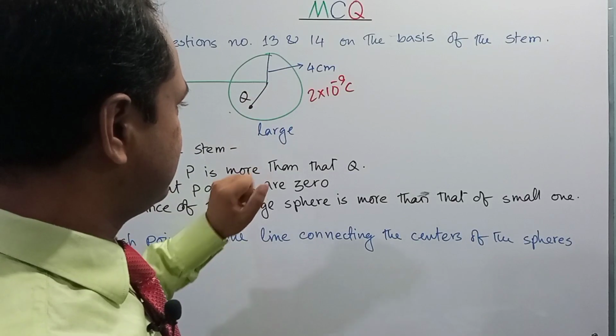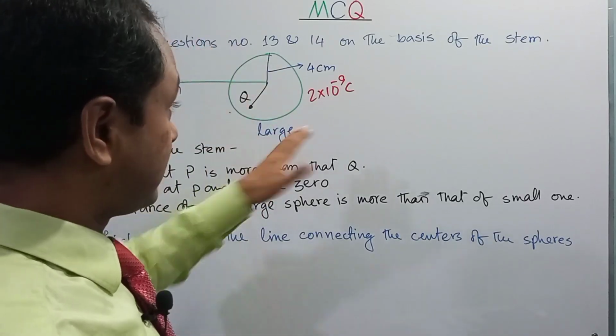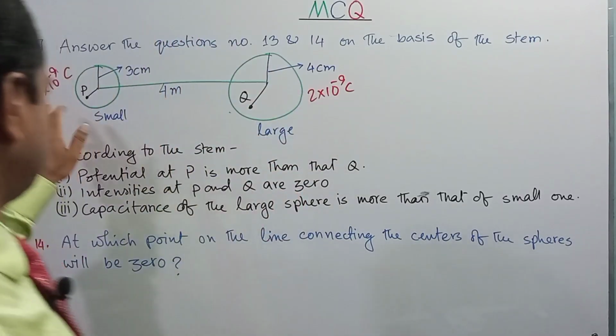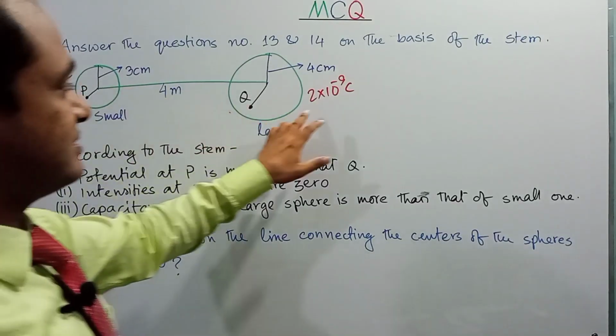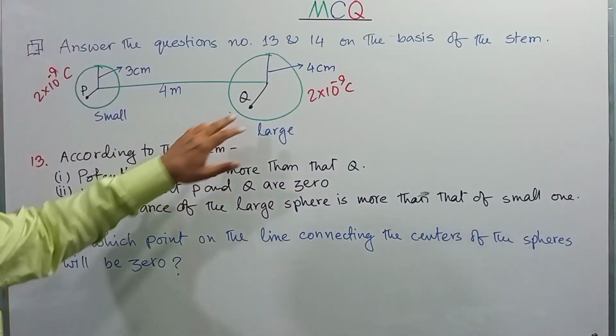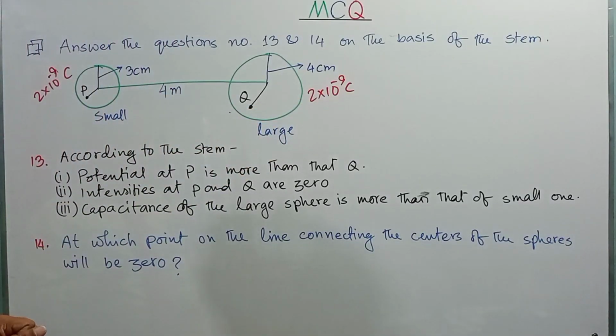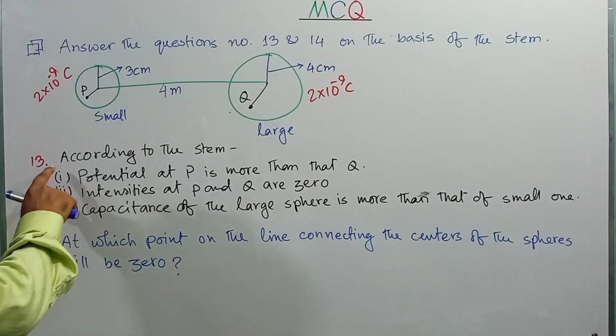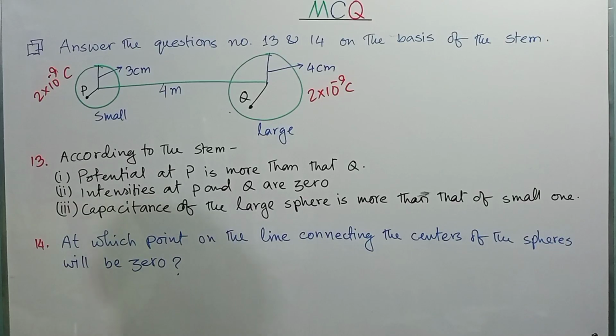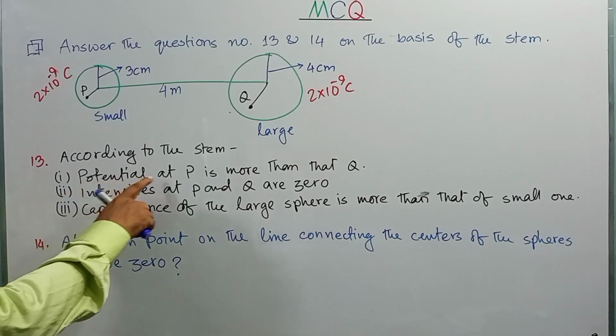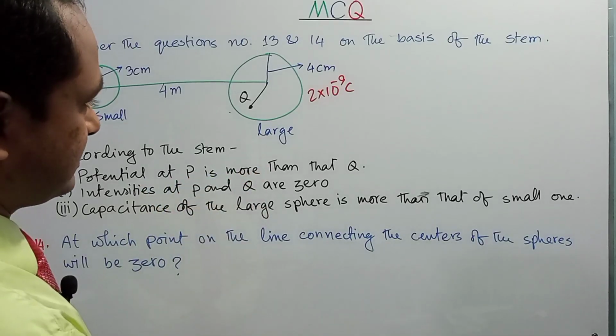So obviously this is a large sphere, but the amount of charge in both spheres are same, 2 into 10 to the power minus 9, 2 into 10 to the power minus 9. Inside the second sphere there is also a point which is denoted by Q. So according to the first question, question number 13, they said that according to the stem, observing this figure, we can observe this option: potential at P is more than that at Q.